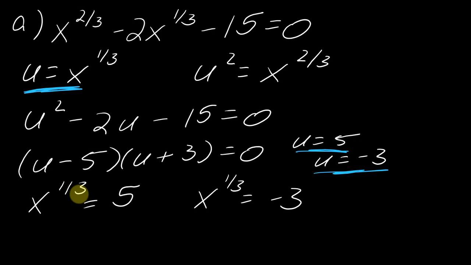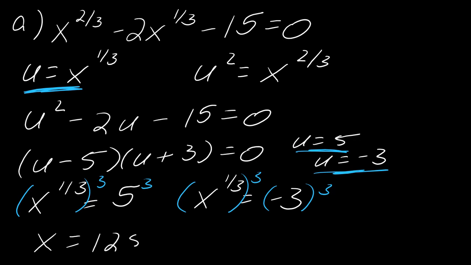So x to the 1/3 is the same thing as the cube root of x. So to get rid of a cube root, I would cube both sides. So I will cube both sides. So now I get that x is going to equal 125 and x equals -27.